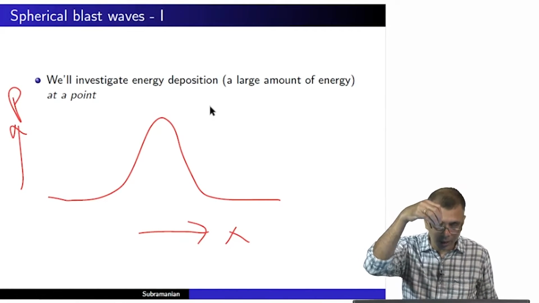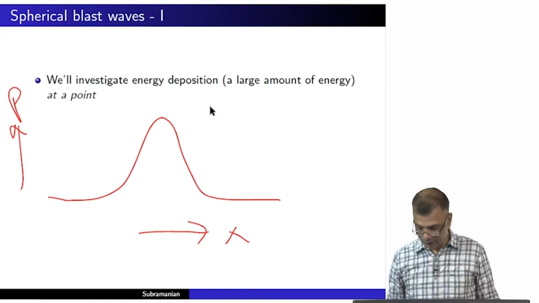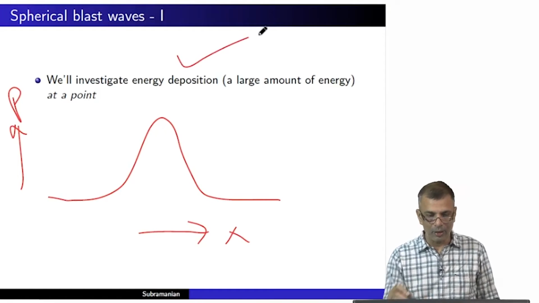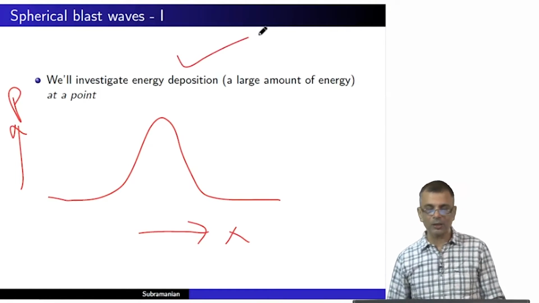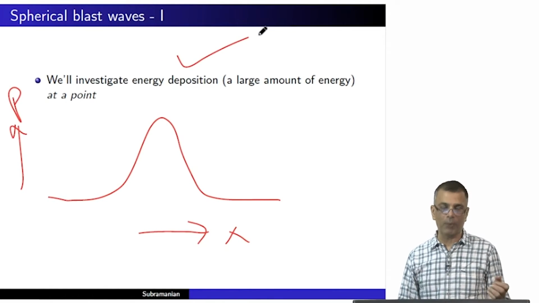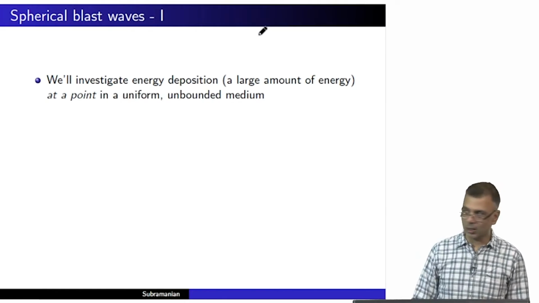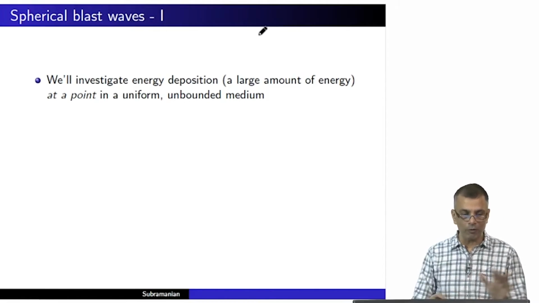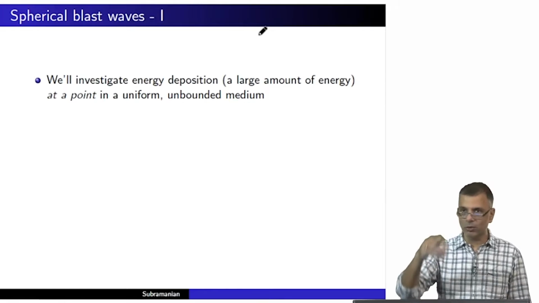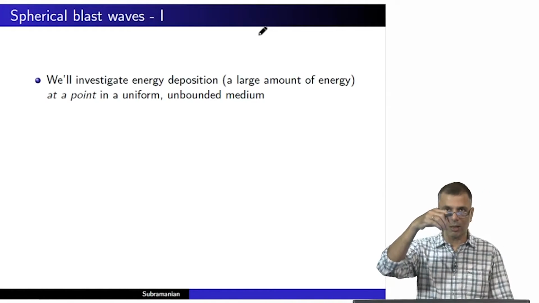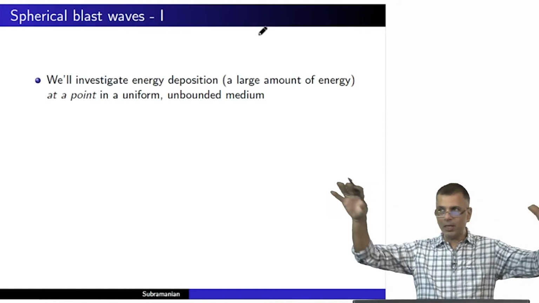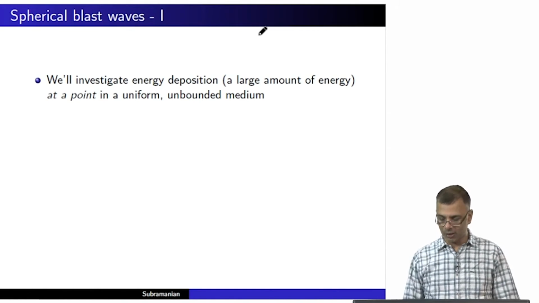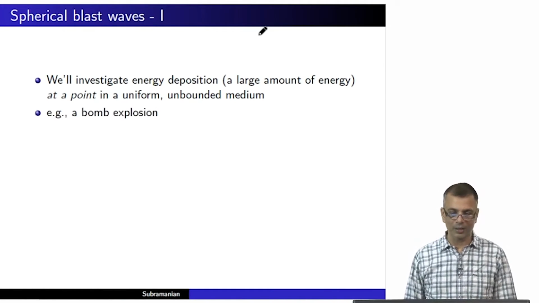So now this kind of pressure pulse can be produced due to a large amount of energy deposition at a point, a localized kind of energy deposition like what we're talking about here. Okay, and this essentially happens during a blast. So the other assumption is that this entire thing is happening in a uniform unbounded medium. You deposit a large amount of energy at a point, and the medium itself is uniform and unbounded. There are no boundaries, just to simplify things.